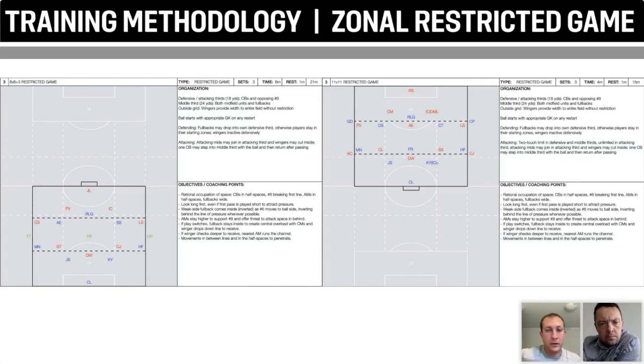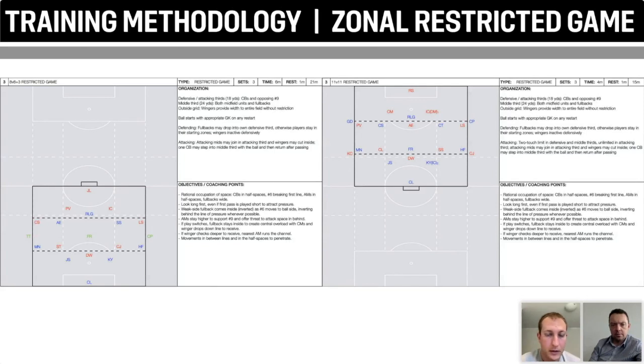So in the one on the left here, we have an 8v8 plus 3, just because of the numbers we had available in training. So we had neutral wingers, and we had our number 6 as a neutral because we only had 19 players that day in training. Versus on the right side here, it's 11v11, and you can see both teams have their own wingers, both teams have their own 6, and we actually had one extra player. So we had 23 players available that day.